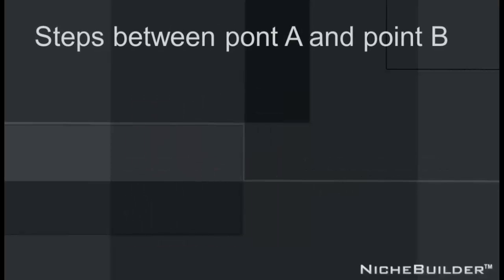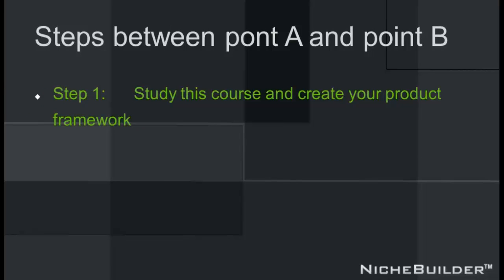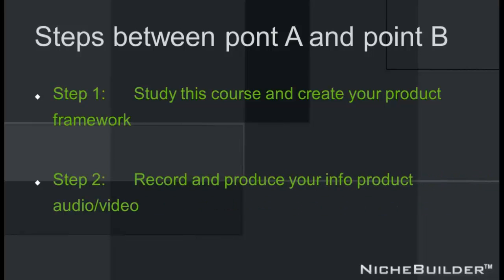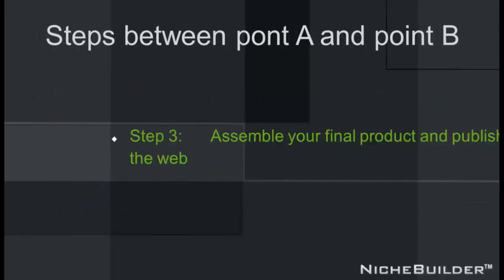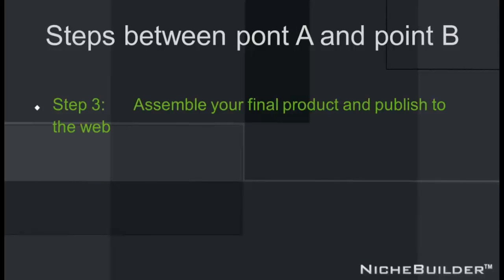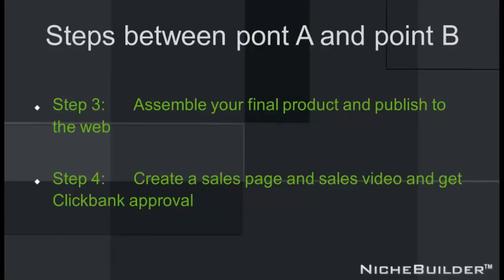So let's look at what those steps might be. Step 1 would be to study this course and create your product framework. Step 2 would be to record and produce your info product audio and video. Step 3 is to assemble the final product and then publish it to the internet. And step 4 would be to create a sales page and sales video and get ClickBank approval.